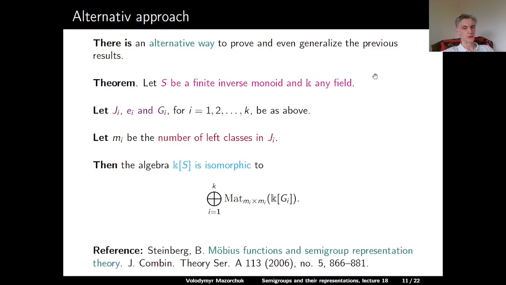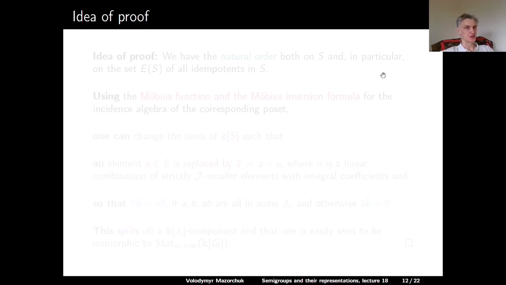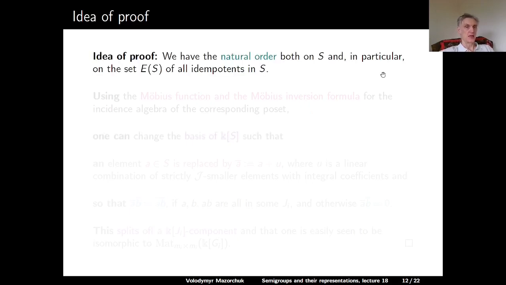I refer to the following paper by Ben Steinberg, Möbius functions and semigroup representation theory, where you can find a complete proof of this theorem. On the next slide, we just simply discuss the general idea of the proof. And the idea is that we have the natural order both on the whole inverse semigroup S and in particular on the set of all idempotents of S.